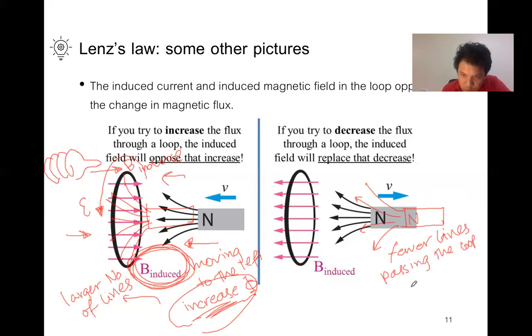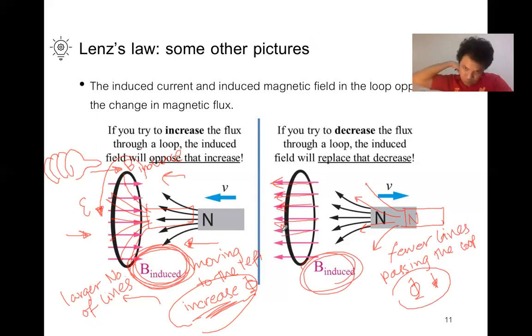So when fewer lines pass through the loop, we can say that the flux is decreasing with this action. When the flux is decreasing, the B induced will be in the direction opposite to the change of magnetic flux, because if it is decreasing, the change in magnetic flux will occur on the right hand side. So B induced occurs on the left hand side.